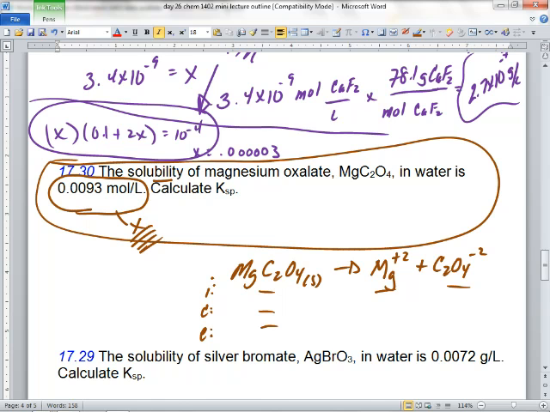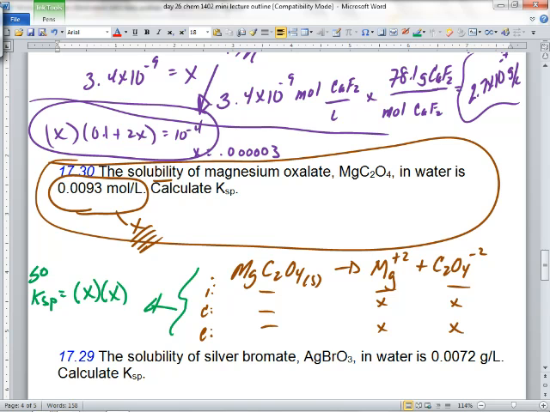Pretty much you're just going to square that 0.0093 and you're going to have your answer. Okay. Fill in the ICE table. If you don't see it, fill in the ICE table and write the KSP expression. Yeah. There's the KSP. All right. So you pretty much just end up squaring the x, and you'll have your answer.